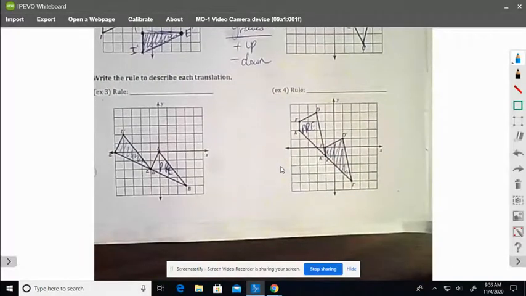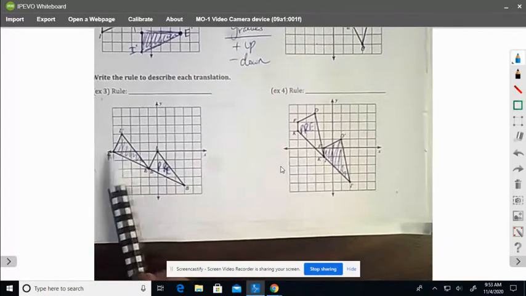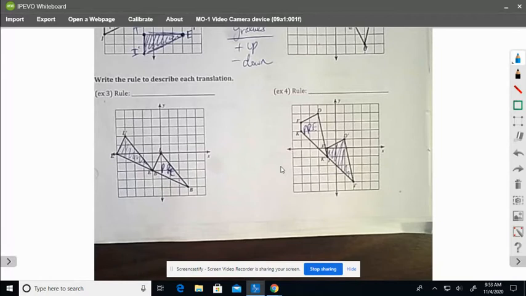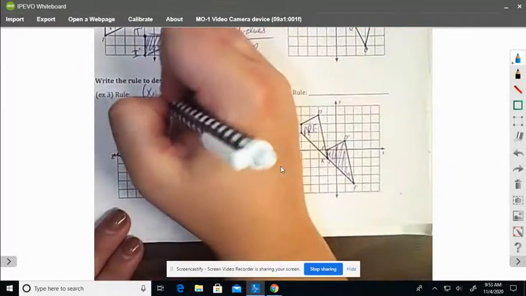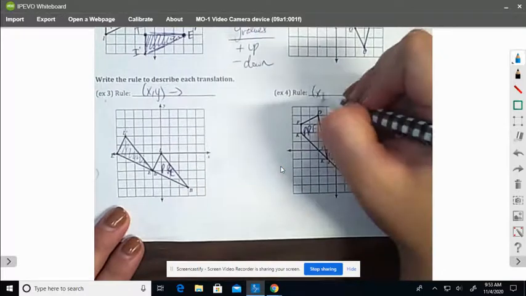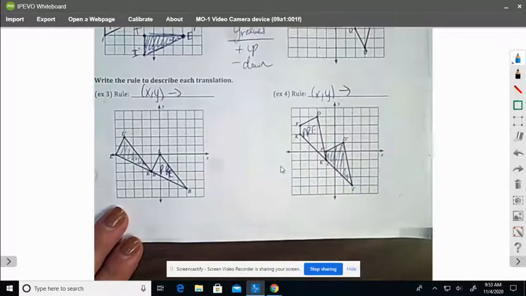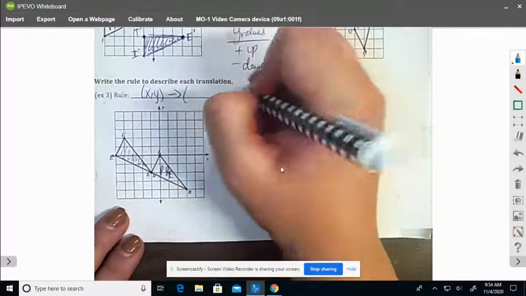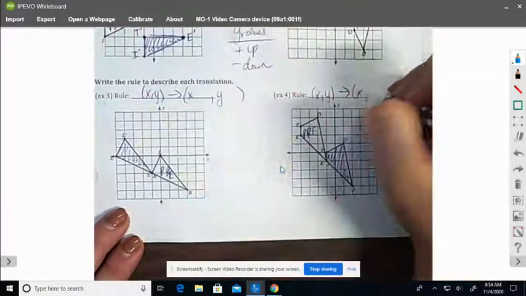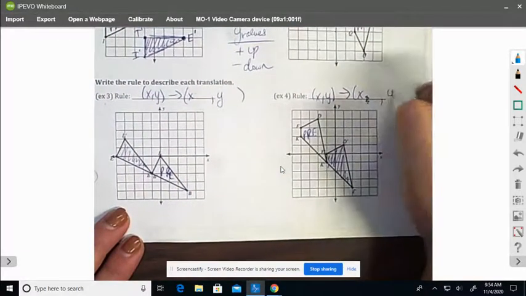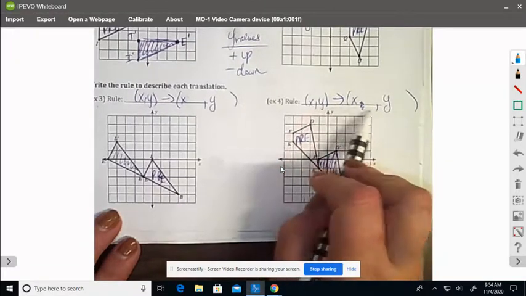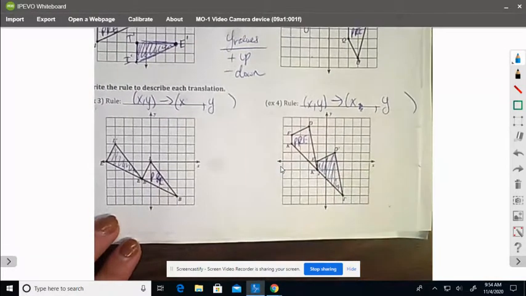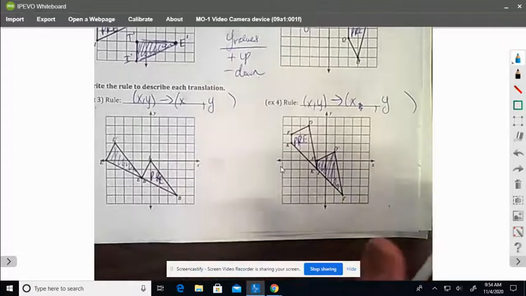The reason it's important to note that is because your rule goes from the pre-image to the final, not vice versa. So you don't want to mix up and give me the rule backwards. Your rule should always have X, Y first in an arrow. And then you're going to tell me what's happening to the X value and then what's also happening to the Y value. So I put X, left a space, comma, Y, left a space. Okay, because I have to tell you what's happening to those X values. If the X value ever didn't change, we would just put X.